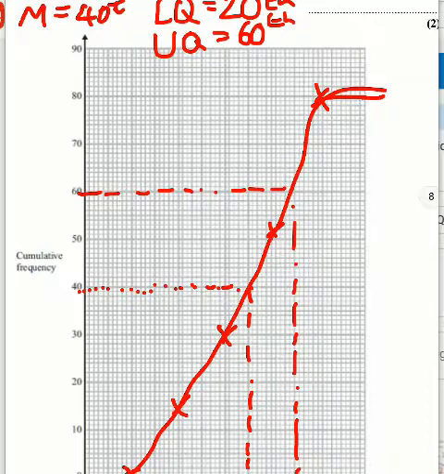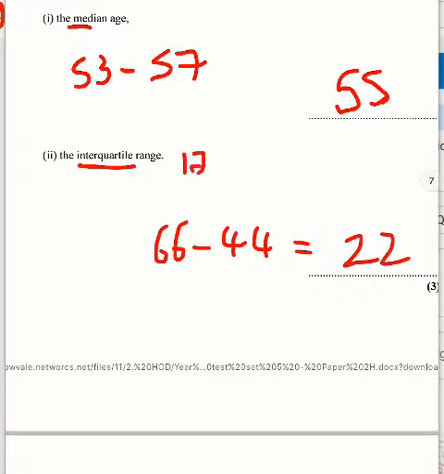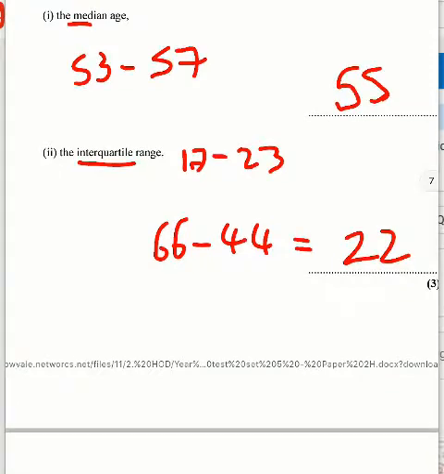Reading off the graph, for mine that looks round about 66, and then for 20, reading off, I've got about 44 there. So the interquartile range will be calculated by subtracting those. So 66 subtract 44 gives me an interquartile range of 22. Any interquartile range between 17 and 23 gets the marks there. And you're getting 1 mark for the answer, and another mark for showing that you've subtracted them there.